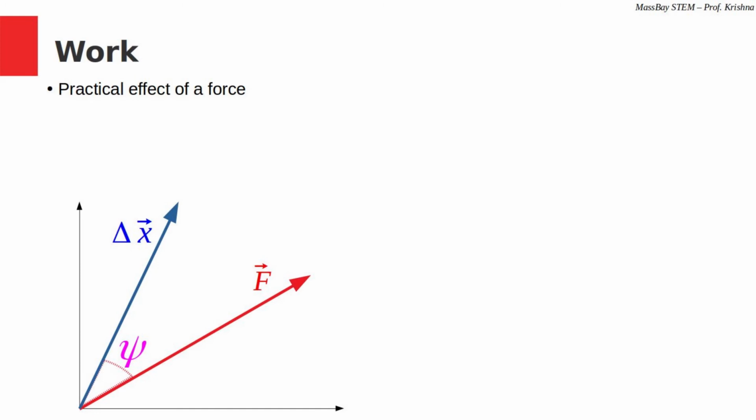The practical effect of a force is called work. Work depends on force and displacement. Remember that force and displacement are both vectors. They both have sizes and angles of orientation. The calculation for work is like this. Take the size of the force, multiply that by the size of the displacement, then multiply that by the cosine of the angle between them.